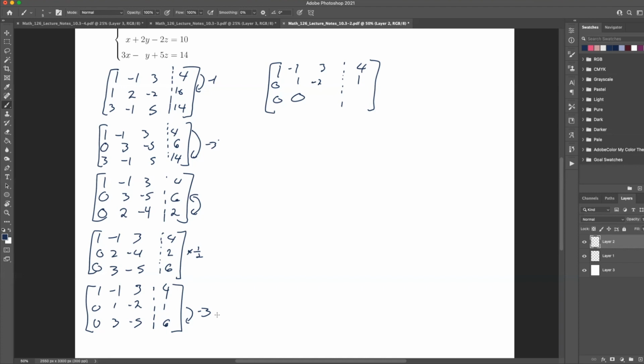negative 3 of this would be positive 6. Added to this would be a 1. And then here, negative 3 would be negative 3. Added to this would be a 3. Okay. All right, so from here you have 2 options.